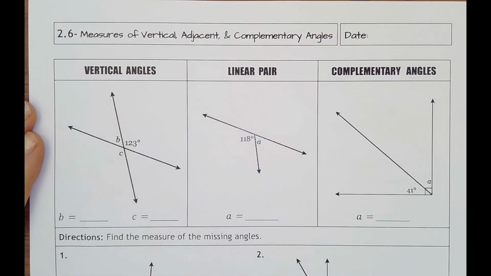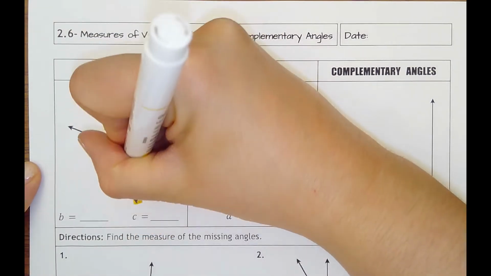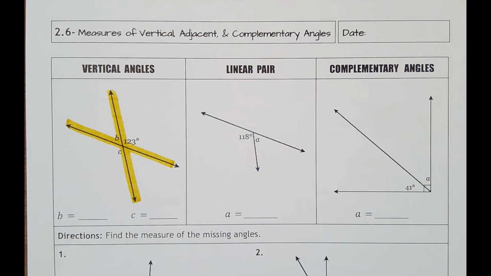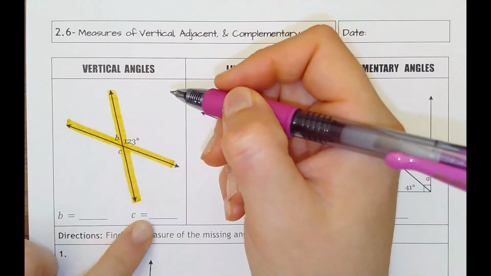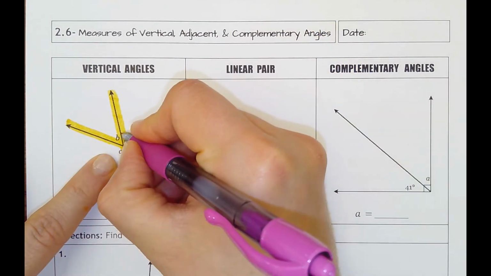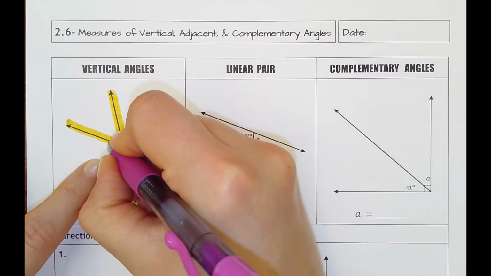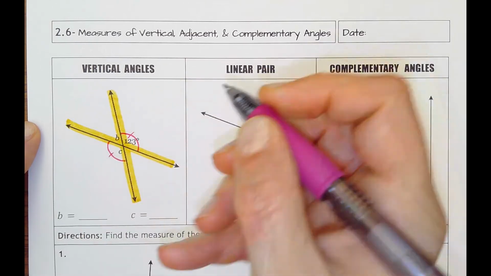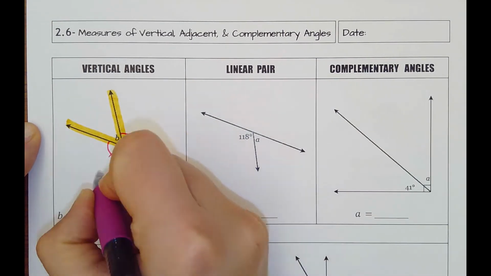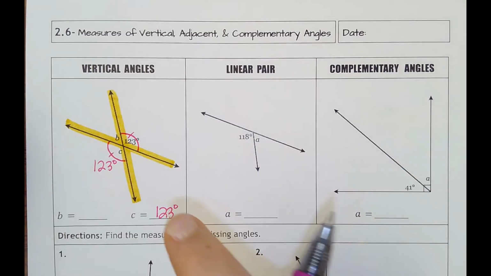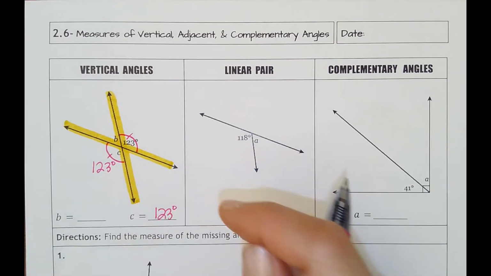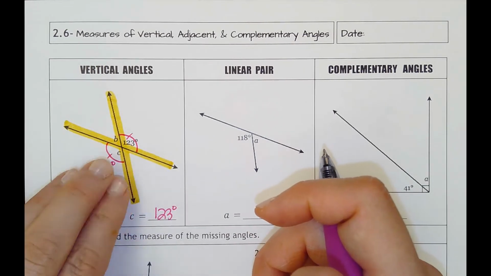Vertical angles, we just talked about this a little bit. Vertical angles are formed when you have two lines that cross each other and make some kind of X. If I'm trying to find angles B and C, I like starting with C first. This angle where the 120 degrees is and angle C are vertical angles, so they will be congruent. So C will also be 123 degrees. And then from there, B and this angle would also be congruent.